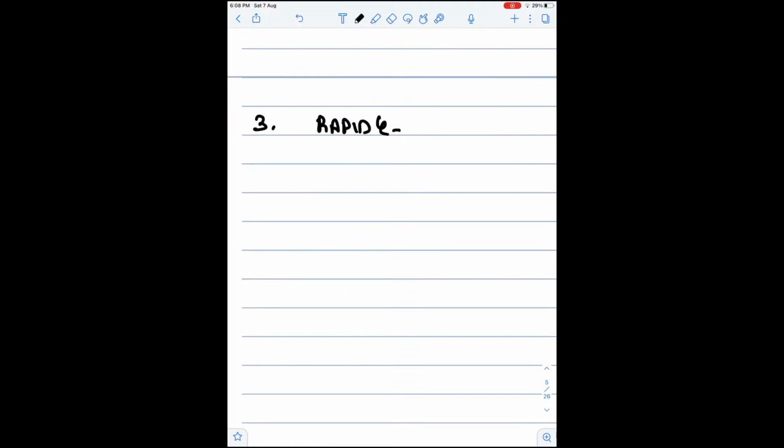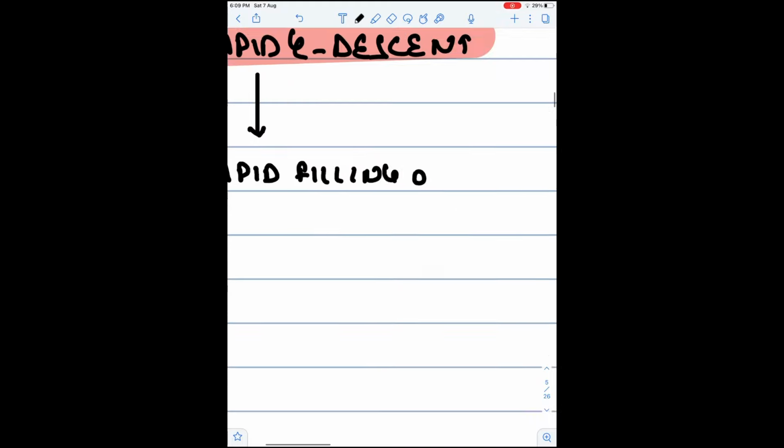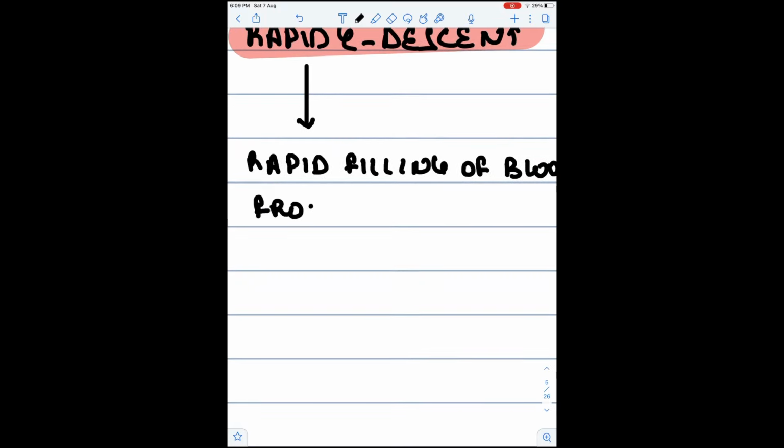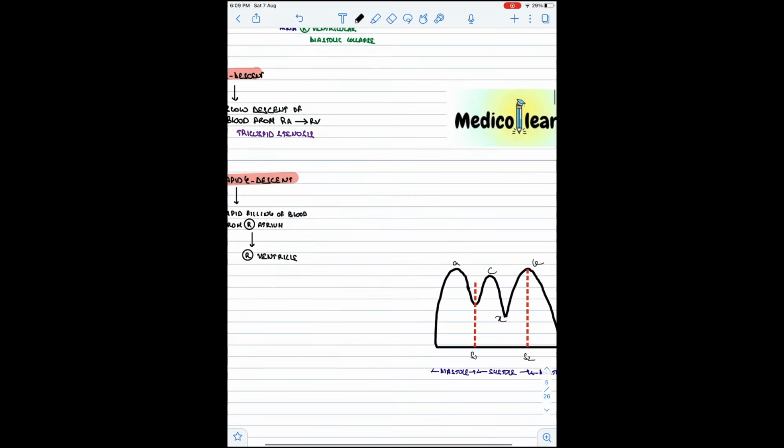And the third point is rapid Y descent. What do you mean by rapid Y descent? There is a rapid filling of the blood from the right atrium into the right ventricle. So this is a rapid Y descent.